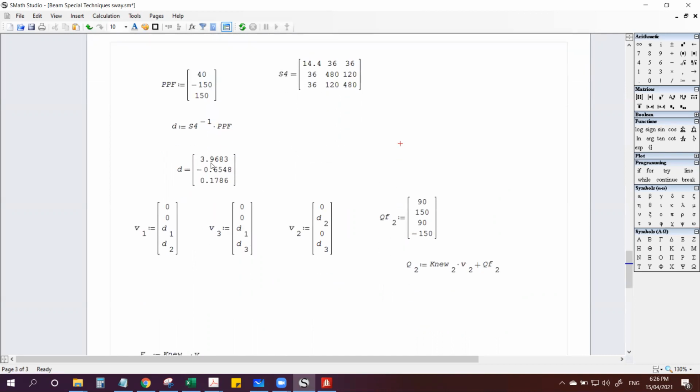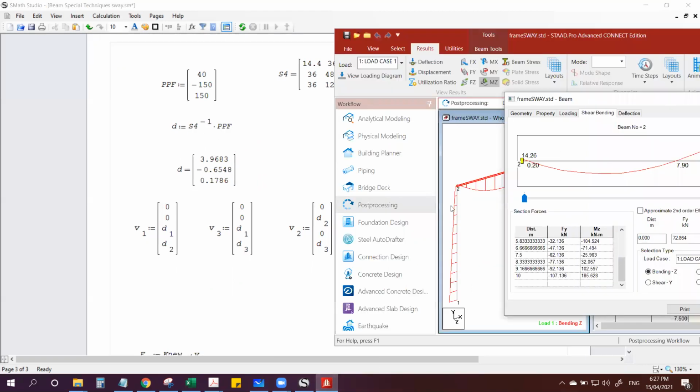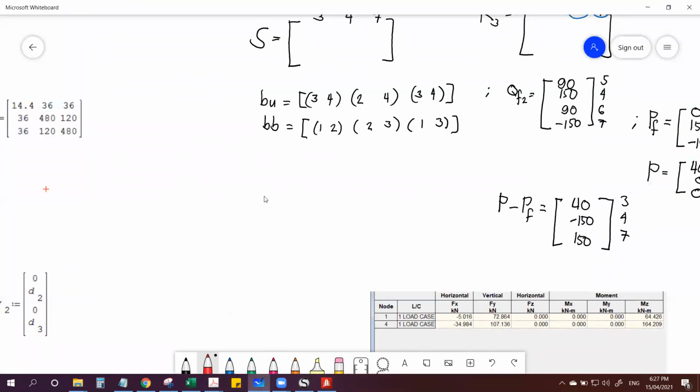And these are the corresponding displacements. So 3.96. Remember, the code is 347, right? Code 3 is the sway. So 3.96 millimeter. So let's check. Okay, I have a summary already here.